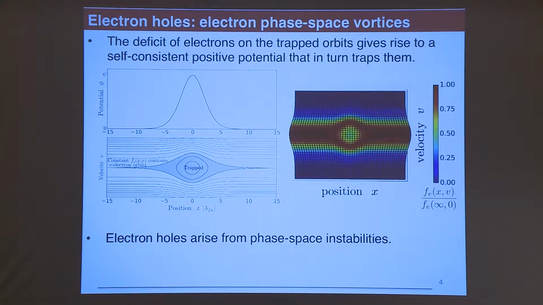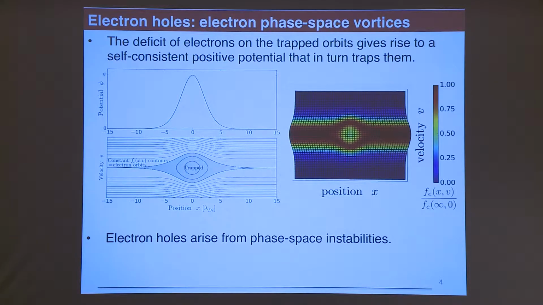Here in the bottom left panel, I'm showing you the electron phase space. The x-axis is the position and the y-axis is the velocity. I'm plotting the constant energy contours, which are the electron orbits. You notice that some of the orbits are not connected to the outside world, so they're trapped in this phase space, and these trapped orbits are shaded. If there's a deficit of electrons on these trapped orbits, they will give rise to a positive potential, which is shown on top. And that positive potential will in turn trap them. So it's a self-consistent equilibrium in a collisionless plasma system.